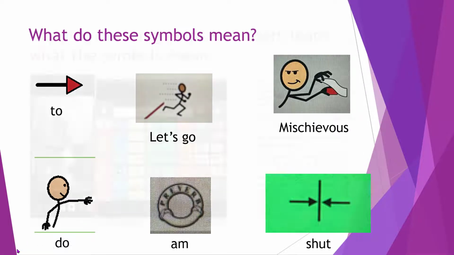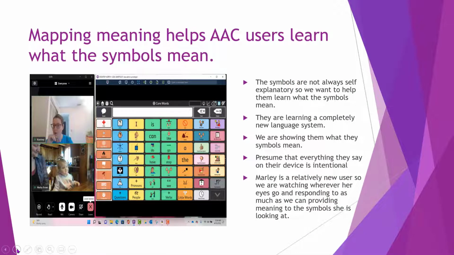So when we are mapping meaning, we're mapping meaning to the symbol of the word. The symbols are not always self-explanatory, so we want to map meaning to the symbol of what they're reading and what they're seeing. Our kiddos are learning a completely new language system as well as symbols, so we are showing them what the symbol means. That's what we mean when we say mapping meaning.